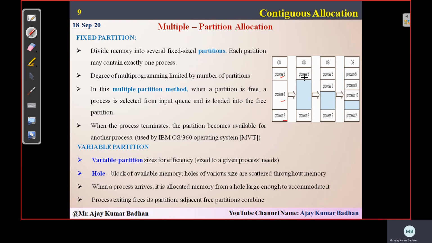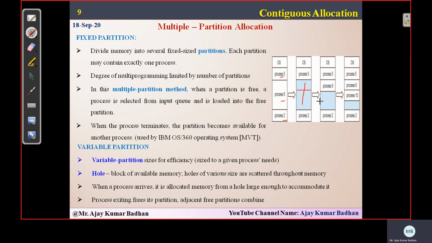After some time, what happened? Process P8 completed the task. P9 came, and P9 requires less space. This entire thing is one single unit. Since P9 requires less, we will cut it, split it into two parts, and allocate it.